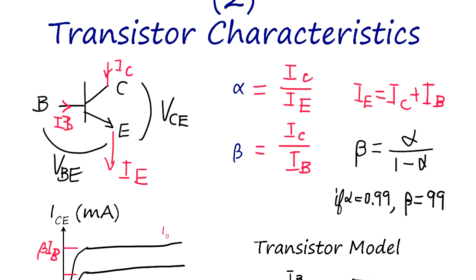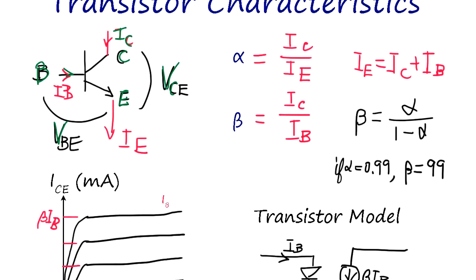Okay, so we have a collector, emitter, and the base. We have IB, the base current, and IC. We apply VCE and VBE. So what happens is there is a transistor characteristic factor alpha. Alpha is a ratio of IC and IE. That means IC and IE differ by IB, right?